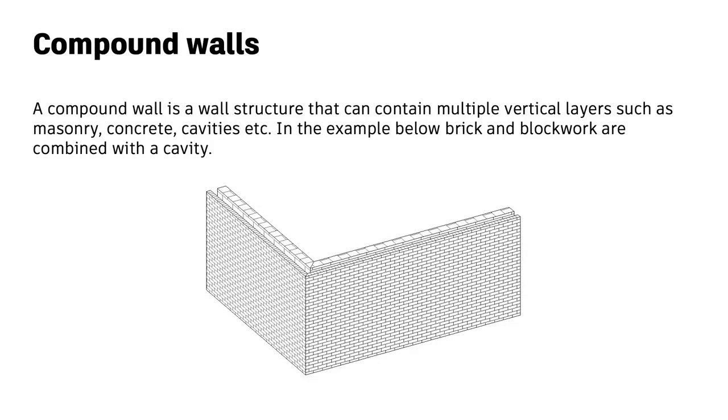A compound wall is a wall structure that can contain multiple vertical layers, such as masonry, concrete, and cavities, etc. In the example below, you can see that brick and blockwork are combined with a cavity wall.